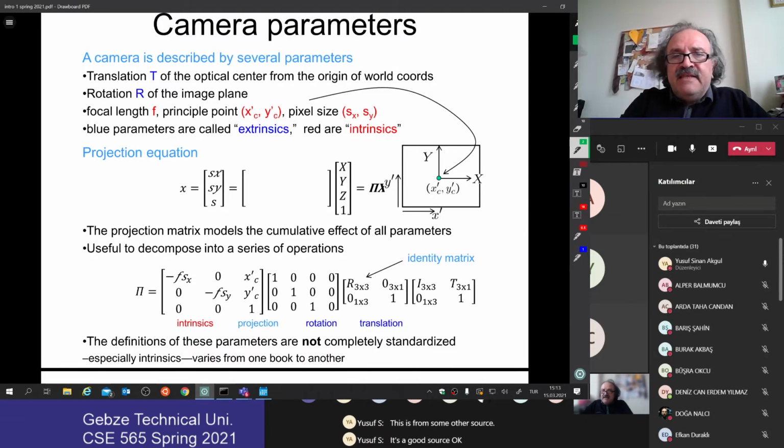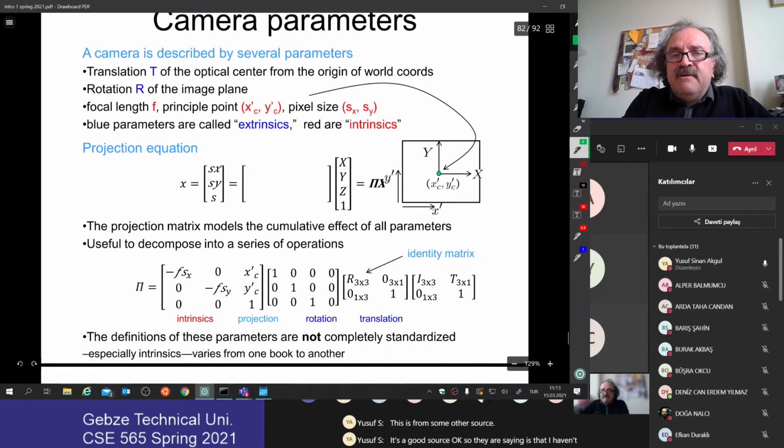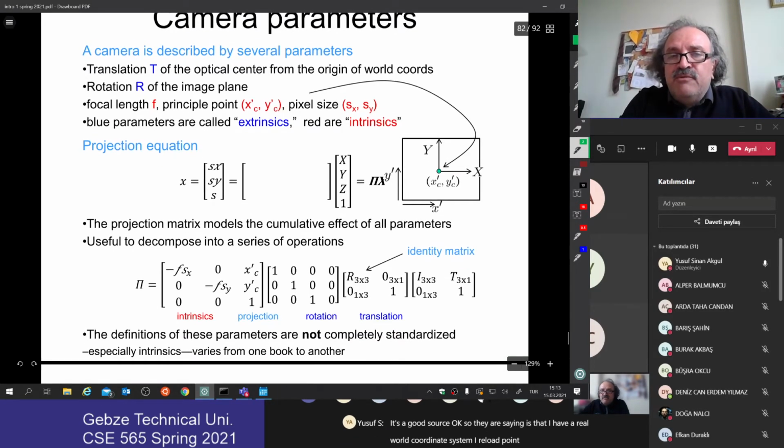So what we are saying is that I have a real world coordinate system, and a real world point expressed in it as x, y, z, 1 in homogeneous coordinates. I multiply it with a 3 by 4 matrix and I get sx, sy, s in the homogeneous coordinate system. If I divide everything by s, then I get my points. And I can decompose this 3 by 4 matrix into intrinsic parameters and extrinsic parameters. But some people like to express it this way.